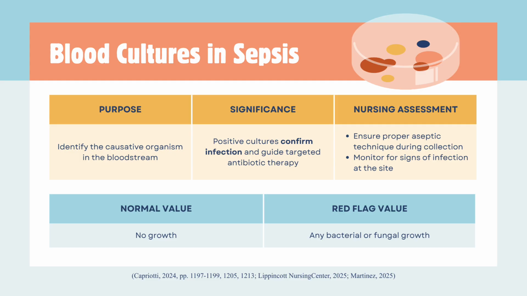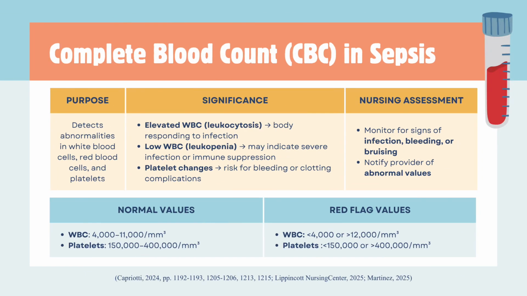From a nursing perspective, it is important to ensure proper aseptic technique during blood collection to avoid contamination of the sample. Nurses should also monitor the puncture site for signs of infection and ensure timely collection prior to the initiation of antibiotics whenever possible. In sepsis, a complete blood count, or CBC, is used to evaluate the body's hematologic response to infection by assessing white blood cells, red blood cells, and platelets.